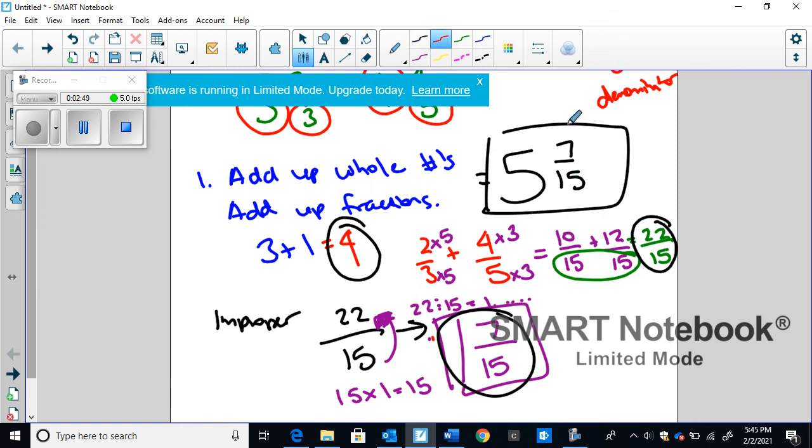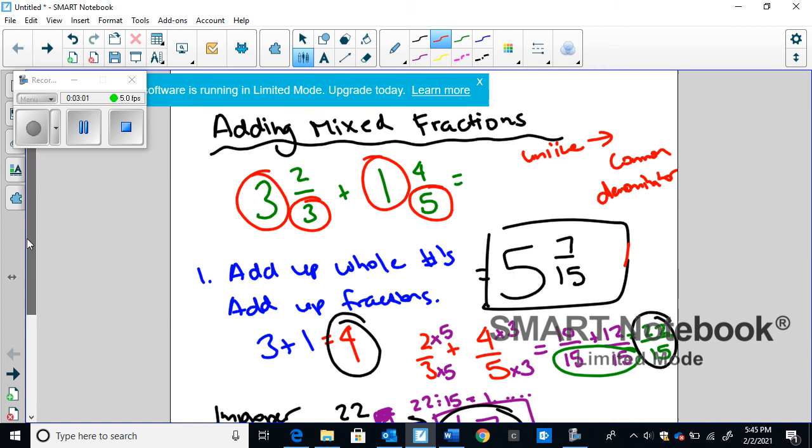Now, the final step, though, which we don't have to do for this question, is that we would actually have to simplify this fraction. All right, because we can't divide the top and the bottom by the same number, this is our final answer. Okay? But that's just one way to do it.